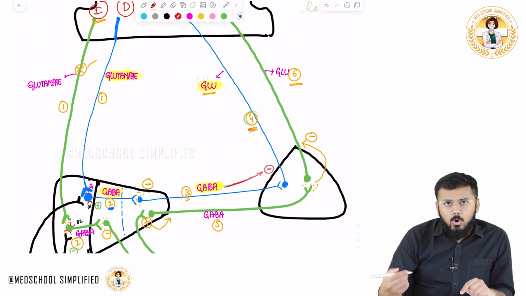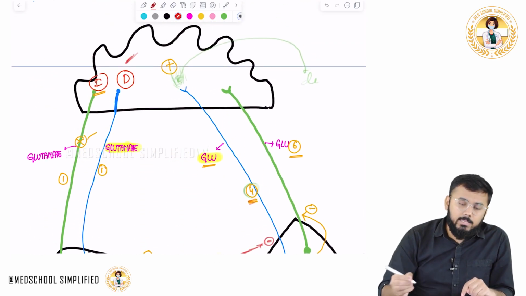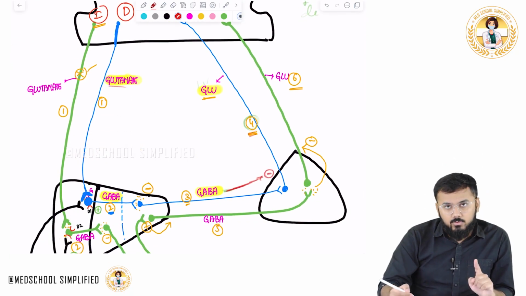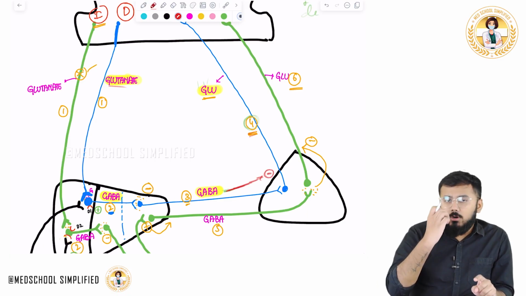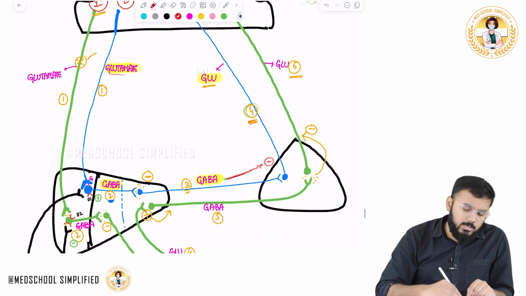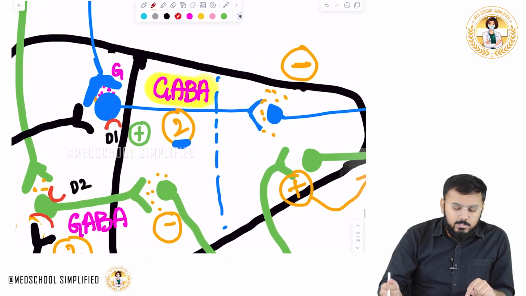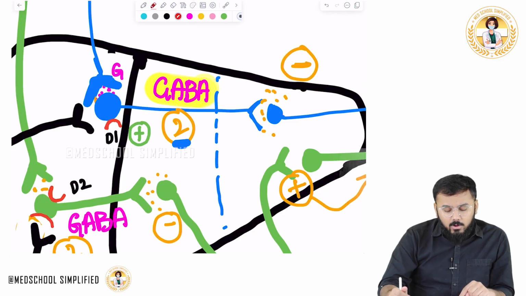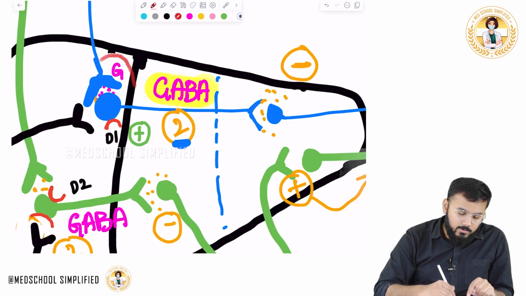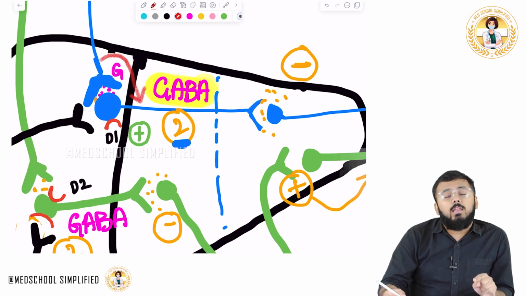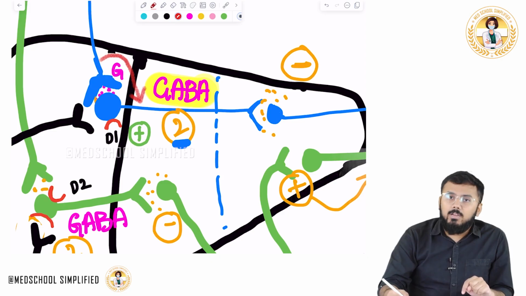So what is the entire story over here? First, I decided I have to contract. That thought process generated here, and all the way entered into your direct pathway first neuron. What did this first neuron do? The first neuron is glutamatergic because it will release glutamate. This glutamate fell on neuron number 2. Why? Because glutamate is an activatory. So will it activate or inhibit neuron number 2? It will activate neuron number 2.